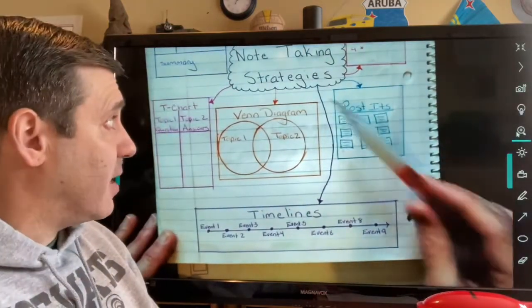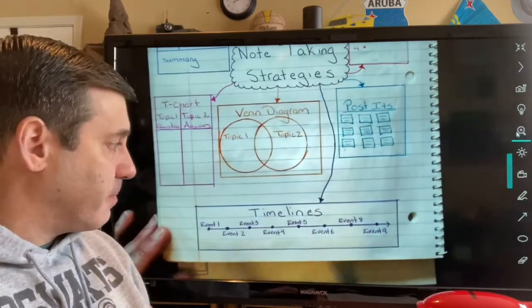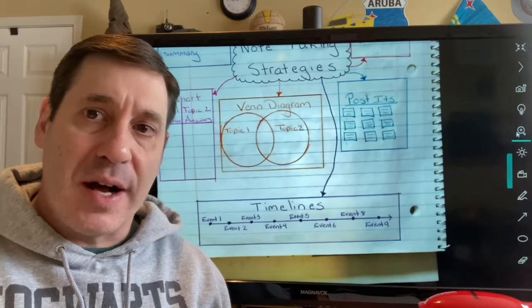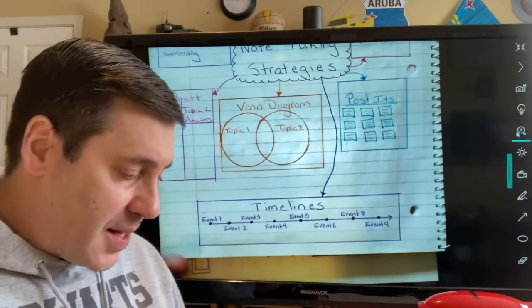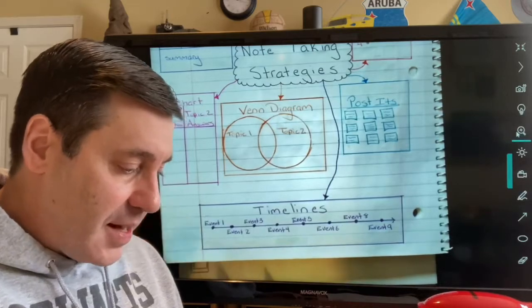Here, this one that I skipped, you can see I drew an arrow down here. We have timelines. I'm not sure if you guys have done those yet in social studies and if you've worked on any timelines, but a timeline is really just what it sounds like. It's a line with events on it.